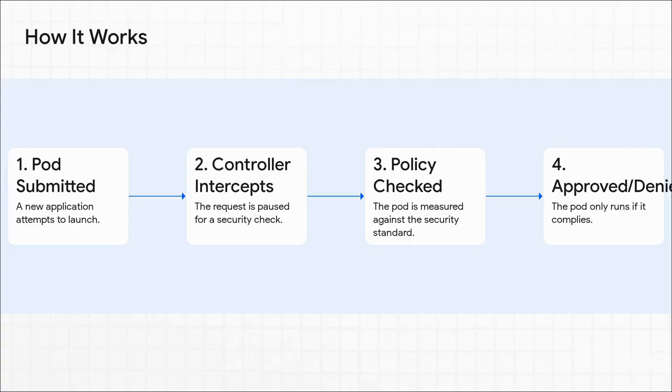And here's how it works in the real world. Before any new app can even think about launching, it gets automatically stopped at the gate for a security check. It's measured against your unified security standard. The key here, the magic really, is that this happens before the code ever gets deployed. It's a non-negotiable security checkpoint. If a pod doesn't comply, it's denied. Period. This completely flips the script from manual after-the-fact audits to automated preventative security.